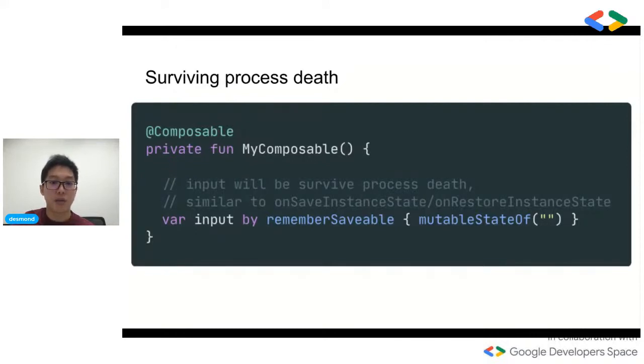So regarding the type of data that can be saved, we can only save primitives such as strings and floats, and also Parcelable data. Of course, you can also choose to save a custom data type, but then you will have to provide a custom Saver, which will serialize your custom data type to the allowed data types, which are the primitives and Parcelables.